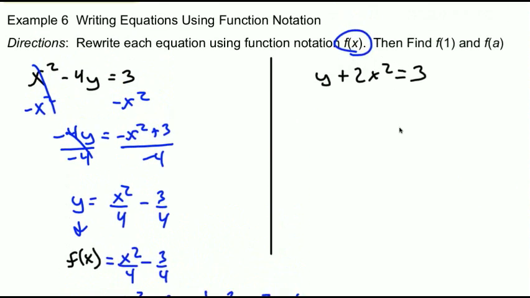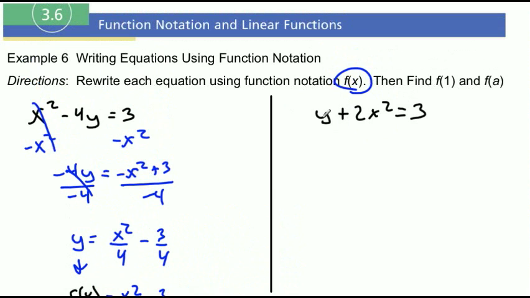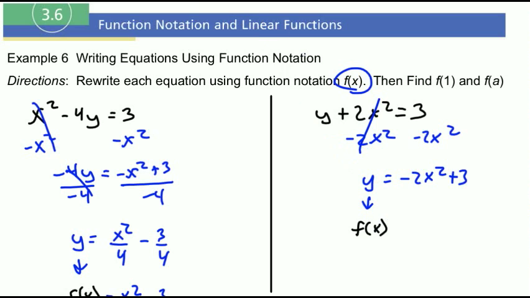All right, so coming back up here, let's go ahead and do the same here. We're going to solve for y. So I'm going to subtract x squared on both sides. Those are gone. So I get y equals negative 2x squared plus 3. So now that the y variable is isolated, we can go ahead and replace that with f of x. And that equals negative 2x squared plus 3. And now this is just a matter of plugging in 1 and plugging in a.